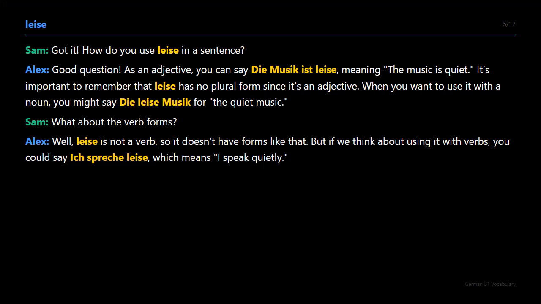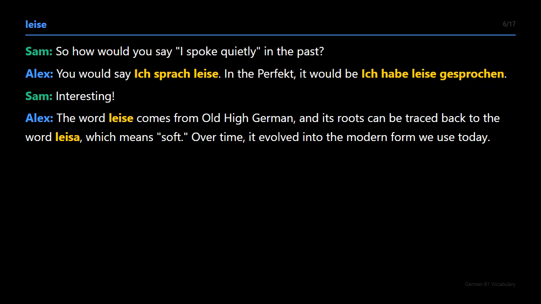What about the verb forms? Well, leise is not a verb, so it doesn't have forms like that. But if we think about using it with verbs, you could say, ich spreche leise, which means I speak quietly. So how would you say I spoke quietly in the past? You would say, ich sprach leise, in the perfect, it would be, ich habe leise gesprochen.